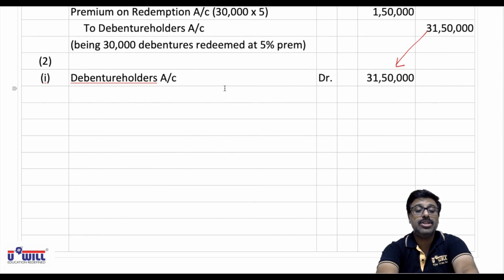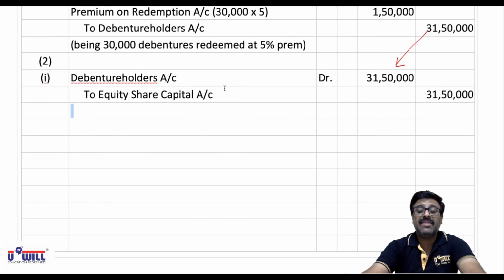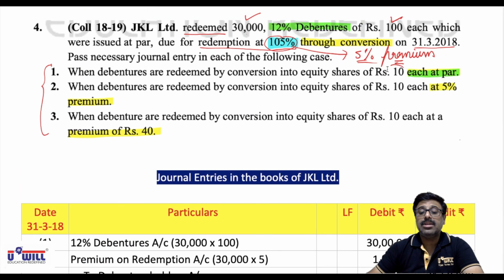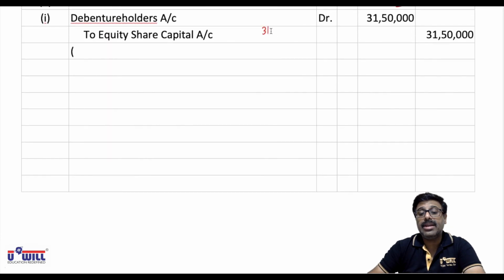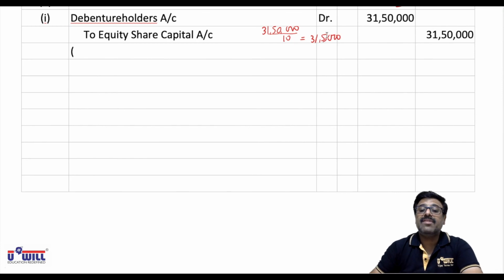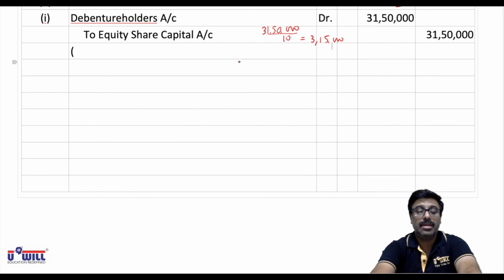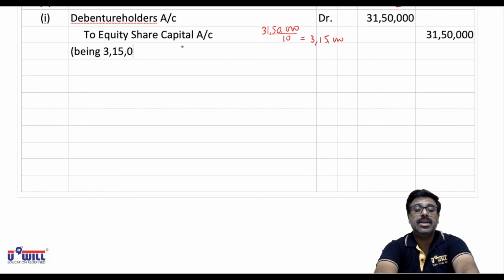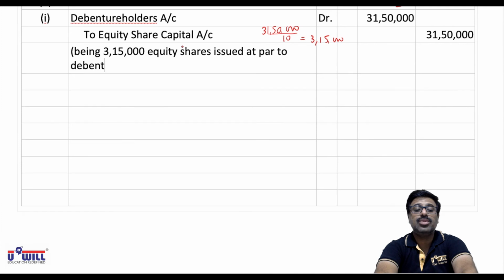And since we are issuing the equity shares at par, equity share goes out, credit what goes out to equity share capital account with 31,50,000. Face value of equity shares is 10 rupees. So 31,50,000 divided by 10. How many equity shares would have been issued? Total 3,15,000 equity shares would have been issued. So here workings are not required, directly we can do it. Being 3,15,000 equity shares issued at par to debenture holders. So this is through conversion.